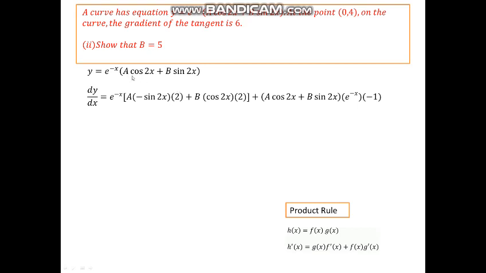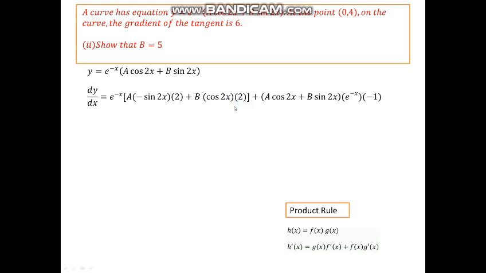How do we differentiate a cosine 2x? A is a coefficient, so we can't do anything but just bring it down. Differentiation of cosine gives negative sine 2x. And do not forget to differentiate the 2x as well. So 2x, after you differentiate, you get 2. Then plus b coefficient, you write down, differentiate sine 2x, which is cosine 2x. Then again differentiate 2x, which is 2.